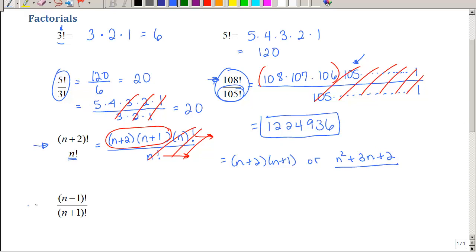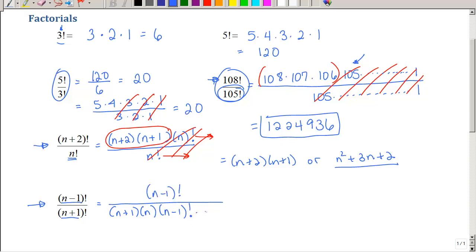Let's do this next example. I know that's kind of weird. Pick the biggest one, which in this case would be n plus 1 in the denominator. So we'll start with n plus 1, go down, subtract 1, we would have n, subtract 1 again, we'd have n minus 1, and that's my numerator. So I'm going to stop.